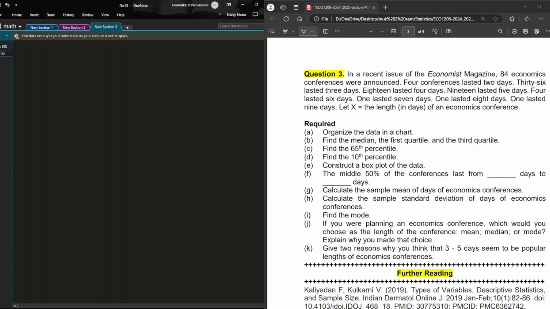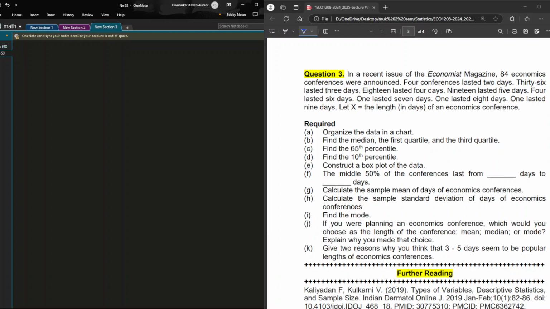Let's dive in. They're saying that in a recent issue of Economic Magazine, 84 economics conferences were announced. 4 conferences lasted 2 days, 36 lasted 3 days, 18 lasted 4 days, 19 lasted 5 days, 4 lasted 6 days, 1 lasted 7 days, 1 lasted 8 days, 1 lasted 9 days. Let x equal the length in days of economic conferences. So we've already noted down that we have 84 economic conferences.